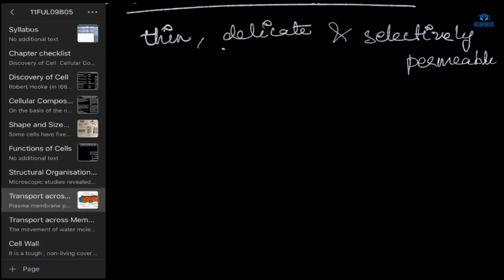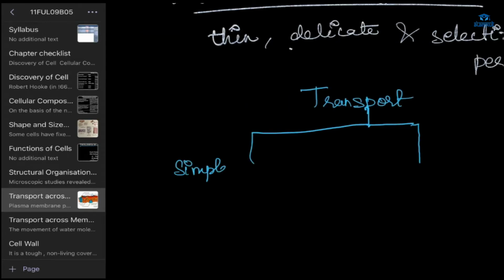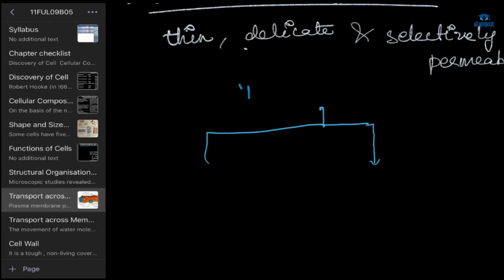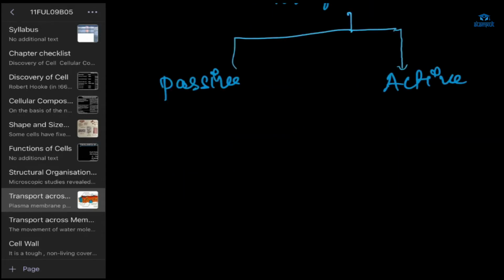Now we have the transport across the plasma membrane. We have here simple diffusion. Wait, in transport we have passive and active. Passive doesn't require the.